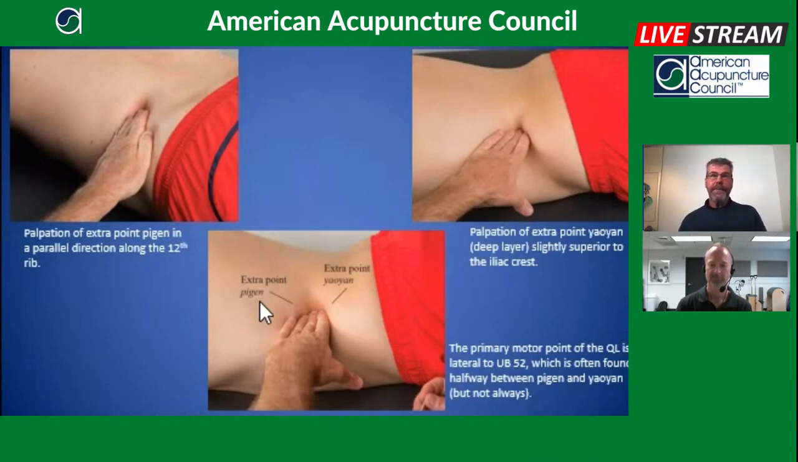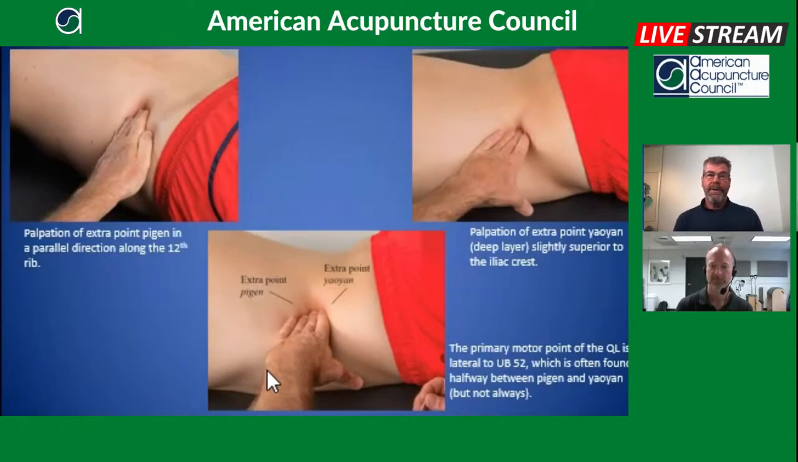Caution is advised. Then you can look at the motor point, which is approximately halfway between Pigen and Yaoyan. It's not on everybody. The direction for finding this motor point is just lateral to UB52. On some people, you can find it slightly more superior from the midpoint between extra point Pigen and Yaoyan, so that's one way you can get it, or you go slightly higher. If you can find UB52, that's going to put you in the ballpark of that subcostal innervation. Insert the needle, making sure it ends up parallel to the table.